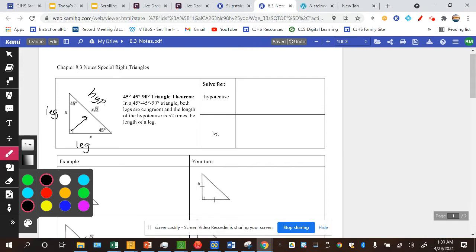So if I want to solve for the hypotenuse, I am going to take the leg and multiply it by square root 2. If I know the length of the hypotenuse, then I just take the hypotenuse and divide it by square root 2.